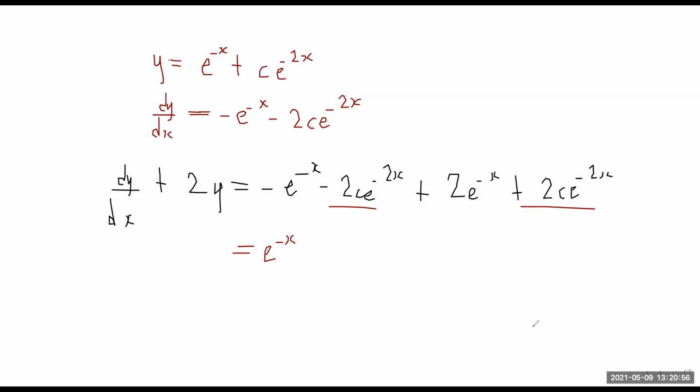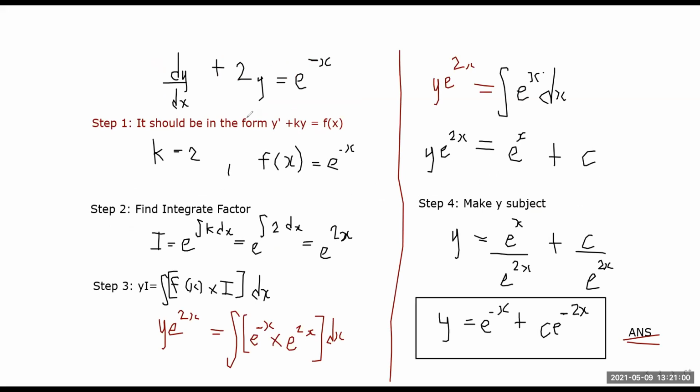Yes, sir. Nice. So you just have to remember the steps then. First, you make sure it is in standard form. Step 2, you find your integrating factor. Step 3, you write y times the integrating factor is equal to the integral of f of x times I. Step 4, you make y the subject. All right, cool with that?